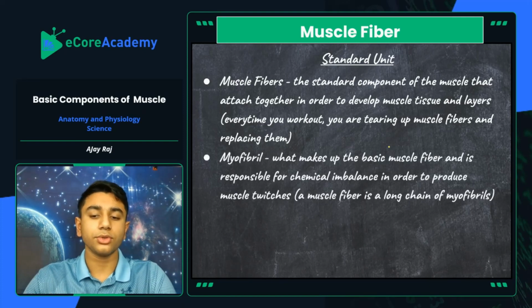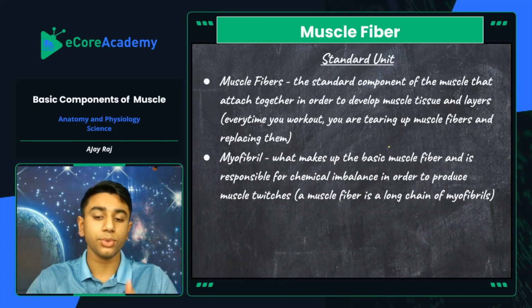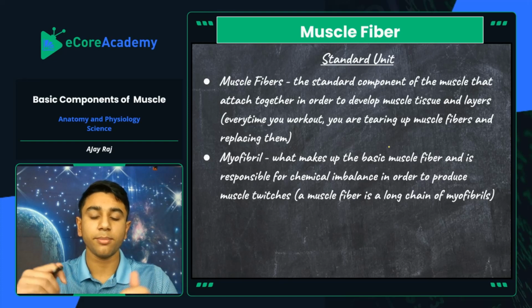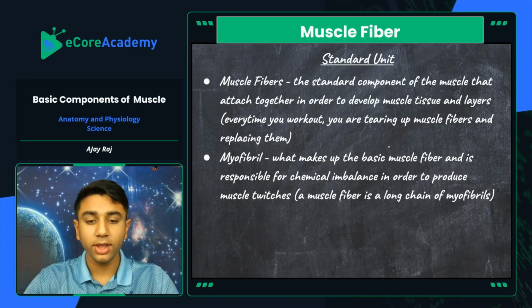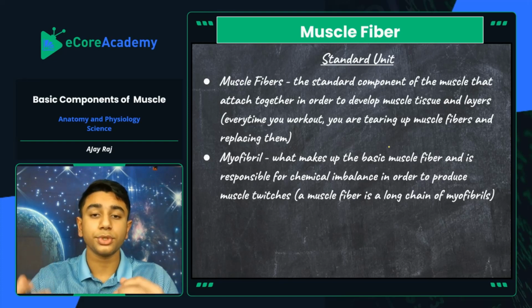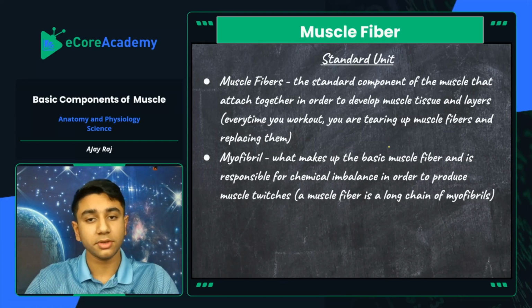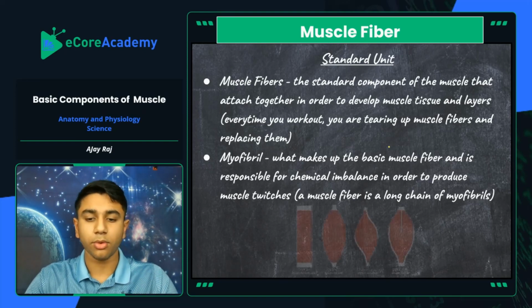And myofibrils. So these are what make up the basic muscle fiber and are responsible for the chemical imbalance in order to produce muscle twitches. So it's a muscle fiber. Essentially, it's a long chain of myofibrils that make up a muscle fiber, and they will actually produce that energy for twitching and flexing. So that's the whole purpose of a muscle, essentially. The function of the muscle is derived from the myofibril that makes up your muscle fiber.